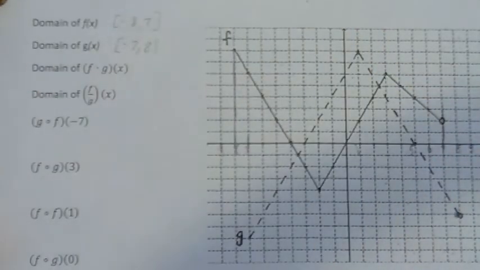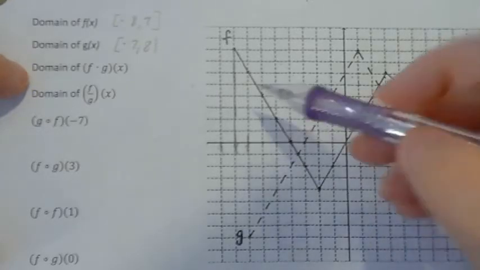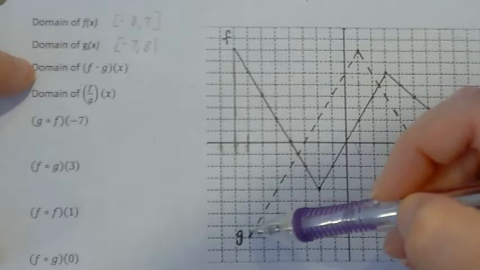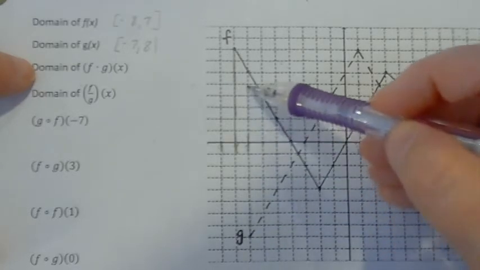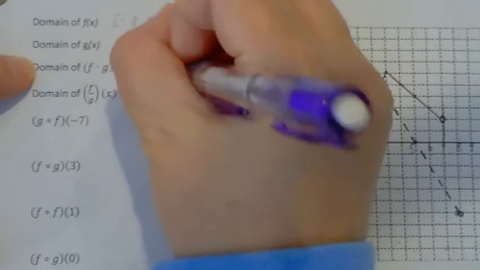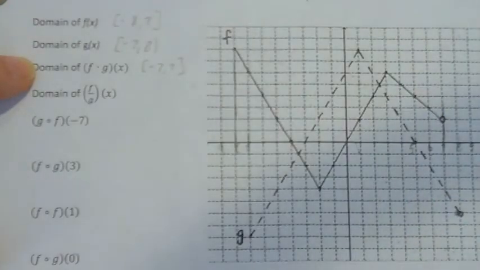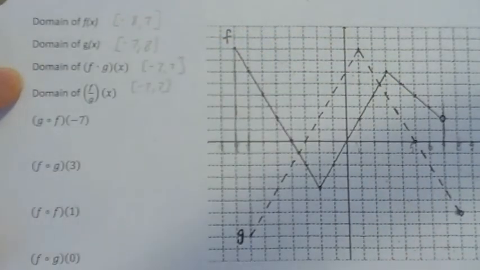So now I want to think of the domain of f times g and f divided by g. Well, if it was addition, I would just say it has to be where they both cross. And that's the same thing for multiplication. g doesn't start until -7, and both of them end here at 7, so the domain would be -7 to 7. Same thing would happen for divide, except for divide, I may have to tweak it.